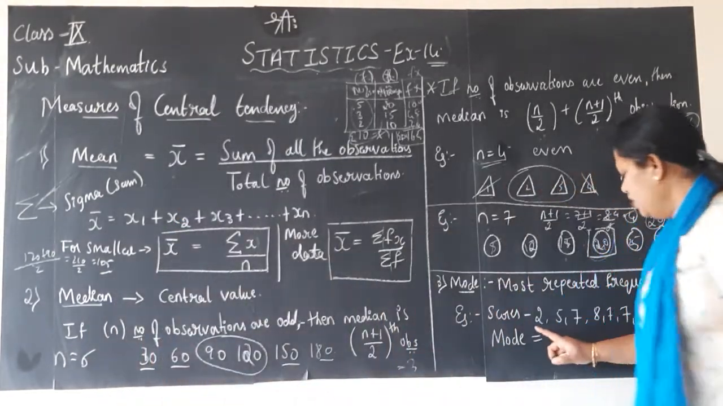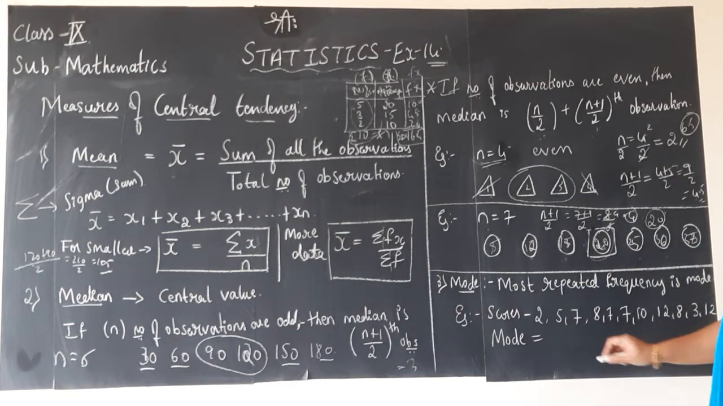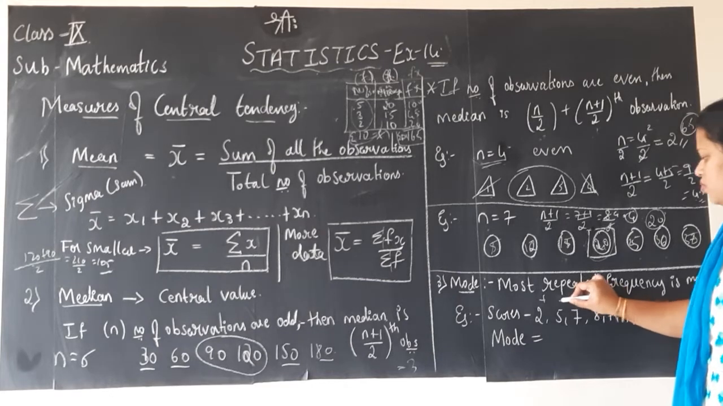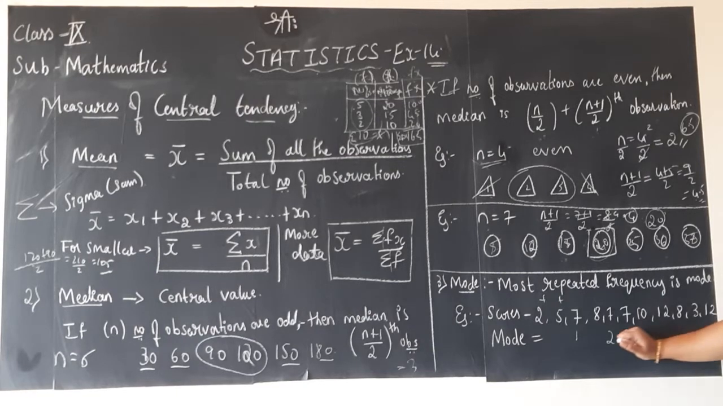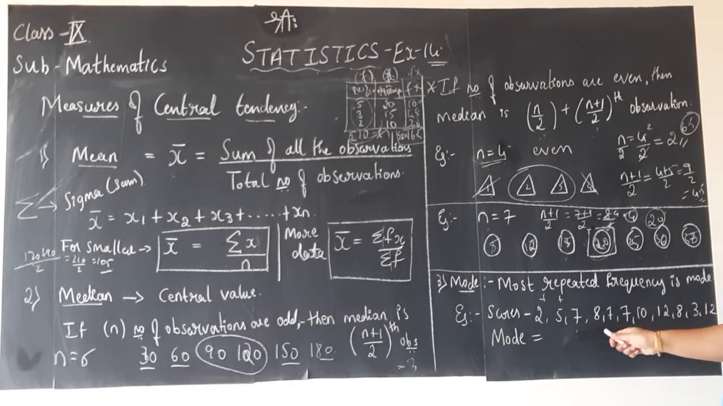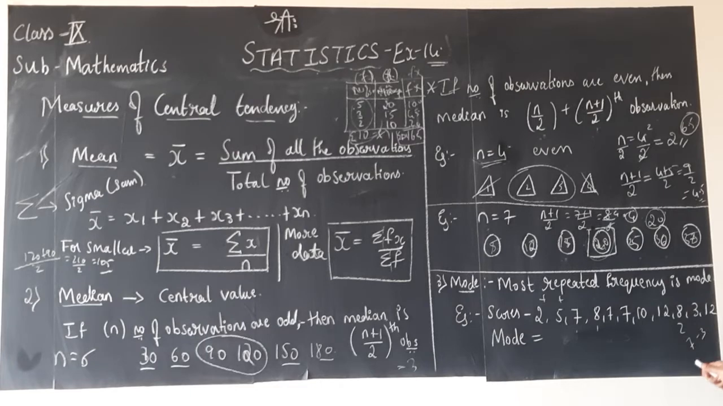Now 2 is there; is there another 2? No, so 2 is ruled out. Let's check 5: how many times? Only once, so ruled out. If I check 7, I got 1, second 7, third 7. Do I have one more? No, I will leave. So I got 7, frequency 3. Next I will check 8. It is there 2 times, so frequency of 8 is 2. 10, only once. 12, 2 times, children. 3 is repeated only once.